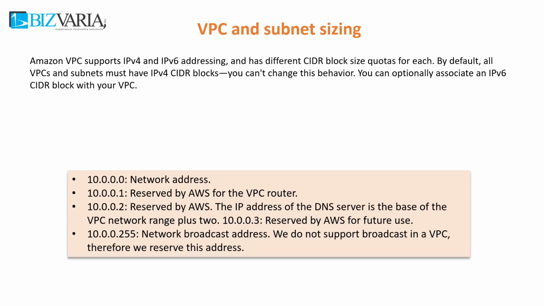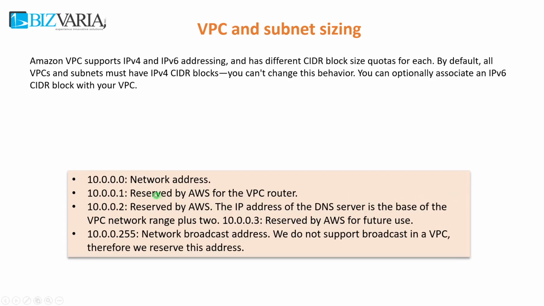You can't change this behavior. The reason we're saying that you cannot create the VPC without giving this is exactly what they mean by changing the behavior. You can optionally associate an IPv6 CIDR block as well. So you can have a dual stack. That's what we call dual stack. You can allow the traffic from IPv4 as well as IPv6. That's what this means.